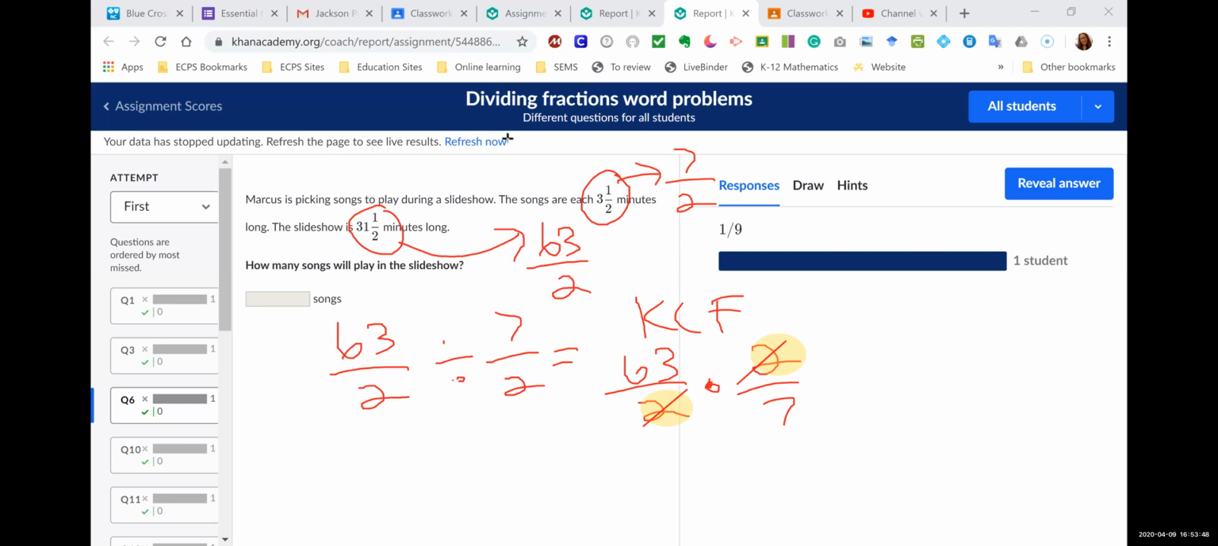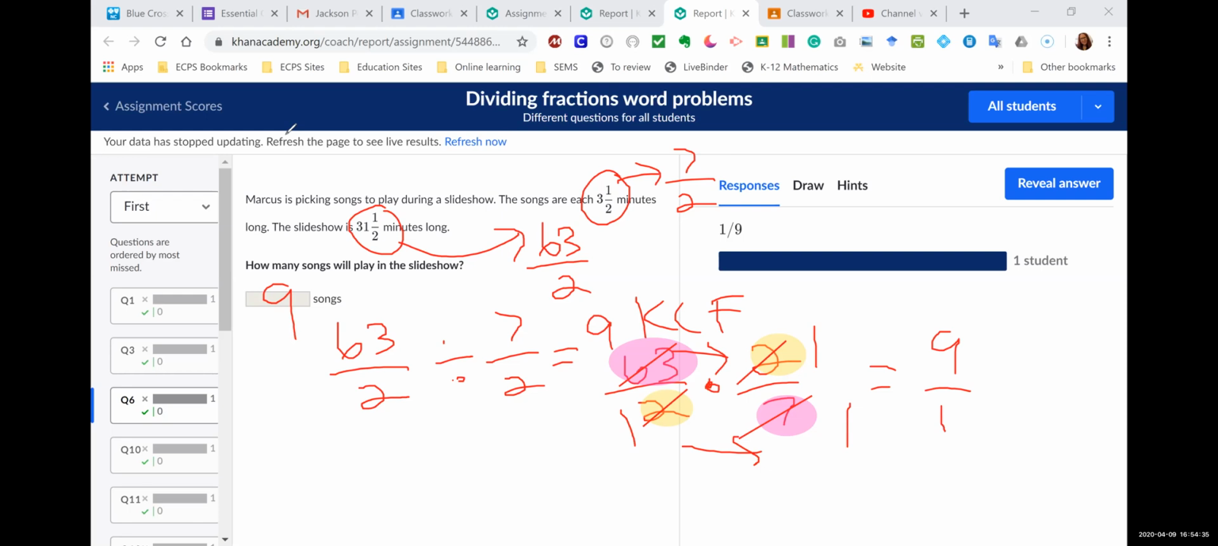So 2 goes into itself once. Sorry. It goes into itself once and once. And then if I'm looking the other direction, I know that 7 will go into 63 and into itself. So for that one, 7 goes into 7 once and into 63 9 times. So 9 times 1 is 9, and 1 times 1 is 1. So that means the number of songs that will play in that slideshow would be 9.